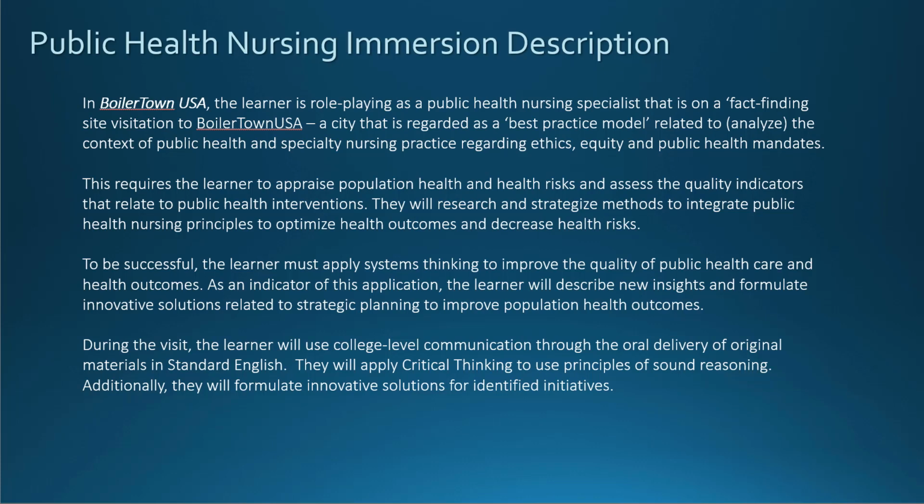In order to be successful, you're going to apply systems thinking to improve the quality of public health care and health outcomes. As an indicator of this application, you are going to describe new insights and formulate innovative solutions related to strategic planning to improve population health outcomes. You'll be expected to use college-level communication through oral delivery of original materials in standard English, and you're going to apply critical thinking to use principles of sound reasoning.